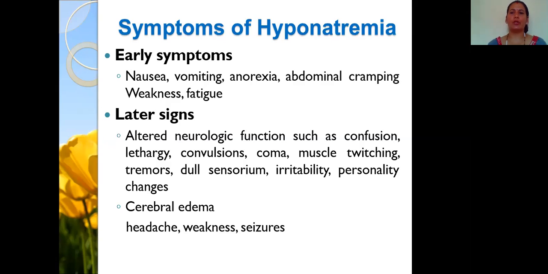Here are the symptoms of hyponatremia. Early symptoms are nausea, vomiting, anorexia, abdominal cramping, weakness, and fatigue. And the later signs are altered neurological functions such as confusion, lethargy, convulsions, coma, muscle twitching, tremors, dull sensorium, irritability, personality changes, cerebral edema, headache, weakness, and seizures.